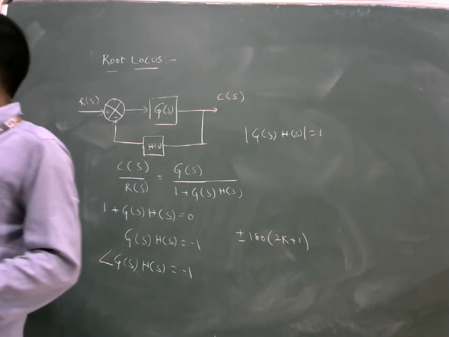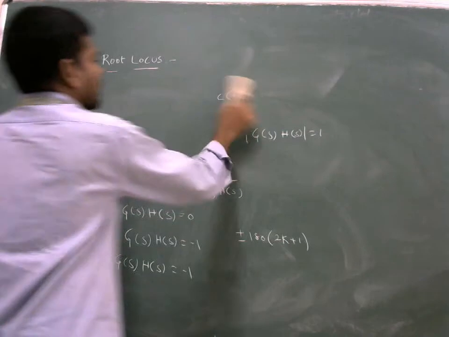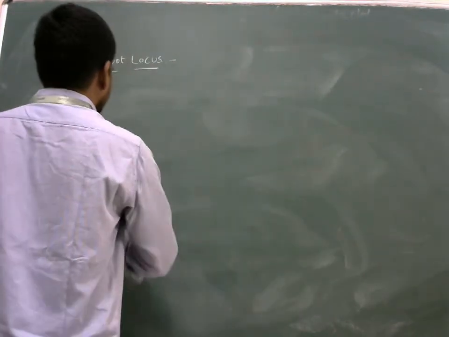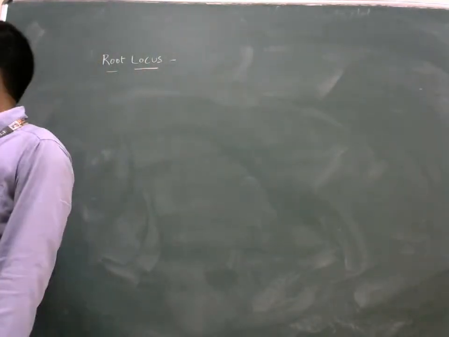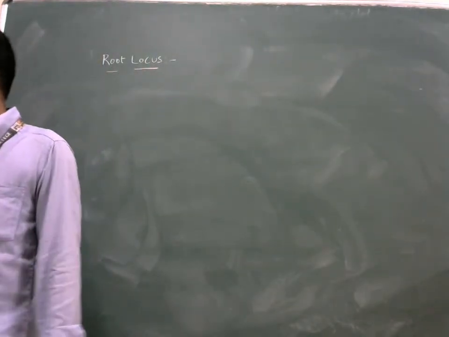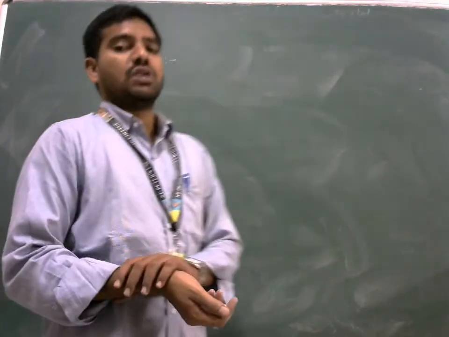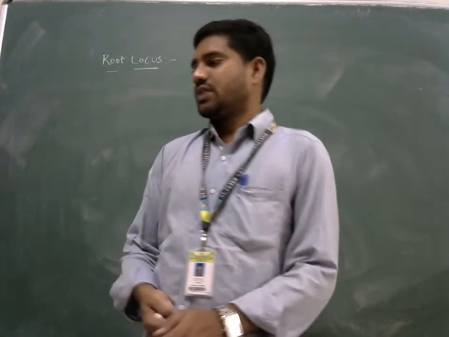First I will tell the rules of the root locus, then we will go through one problem also. Whenever we are doing something, we definitely need to follow rules. Even for root locus, that means we need to follow some rules. What is the first rule?